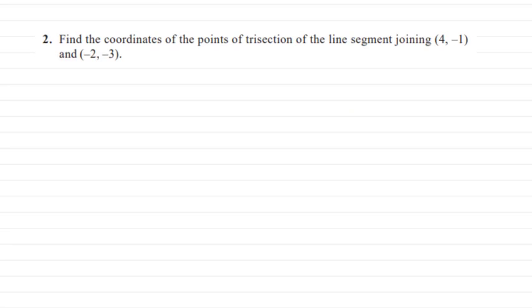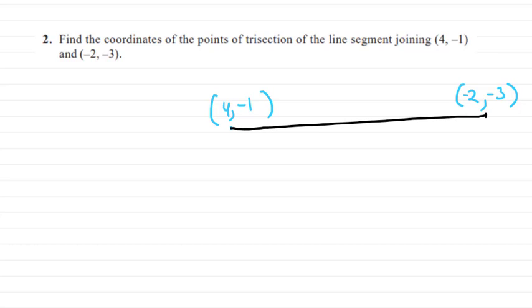Now let's see it with one more example. So here this question is, find the coordinates of the point of intersection of the line segment joining 4, minus 1 and another point is minus 2, minus 3. So here the question is, you need to find out the point of trisections. Trisection means the line is divided in 3 equal parts. That is the trisection. So you need to find out the point of trisections like P and Q. That means you have to find out the coordinates of P and Q.